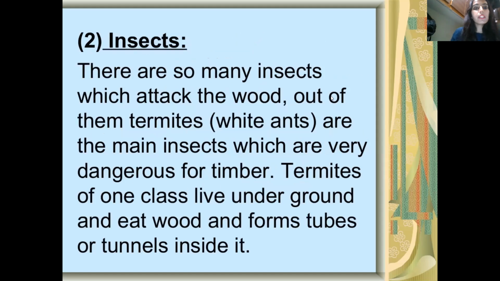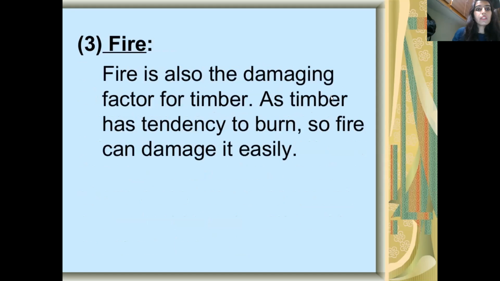Second one, insects. There are many insects which attack wood. Out of them, termites, or white ants, are the main insects which are very dangerous for timber. Termites of one class live underground, eat wood, and form tubes or tunnels inside it. Third one is fire. Fire is also a damaging factor for timber, as timber has a tendency to burn, so fire can damage it easily.